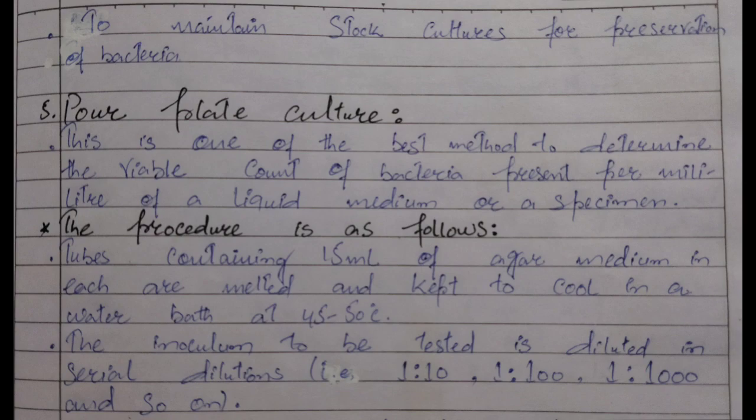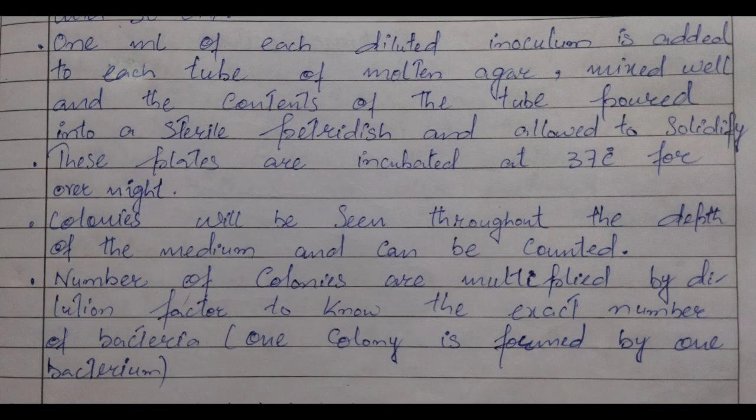The inoculum to be tested is diluted in serial dilutions 1 is to 10, 1 is to 100, 1 is to 1000 and so on. 1 ml of each diluted inoculum is added to each tube of molten agar. Mix it well and the contents of the tubes are poured into a sterile petri dish and allowed to solidify. These plates are incubated at 37 degrees Celsius overnight.